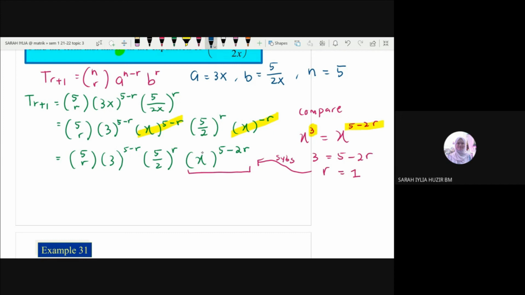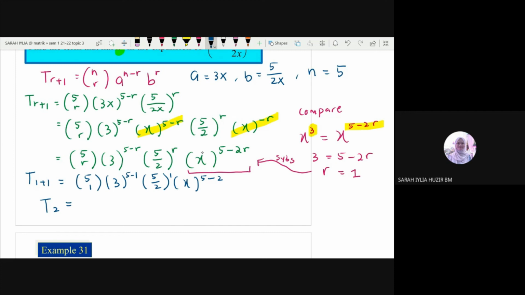So, now we will have T 1 plus 1 equal to 5C1, 3 to the power of 5 minus 1, 3 to the power of 4 lah sebenarnya, 5 over 2 to the power of R, R kita kuasa 1. And then last one, X would be to the power of 5 minus 2. Okay. So, sebenarnya soalan ni mencari T2. Cuma dia tak bagi tahu tadi. Dia nak second term. Dia nak term yang ada X cube je.